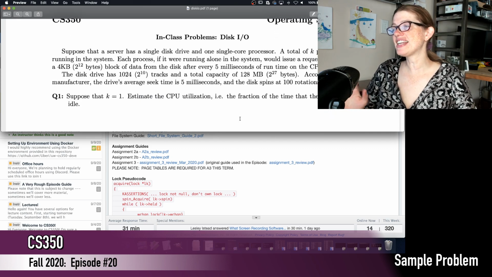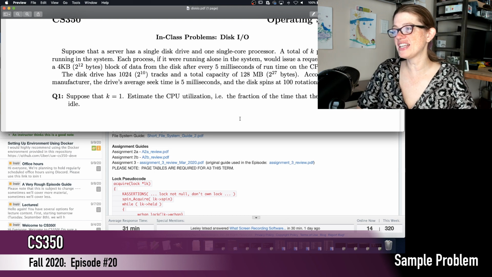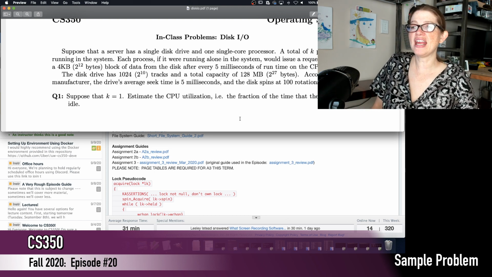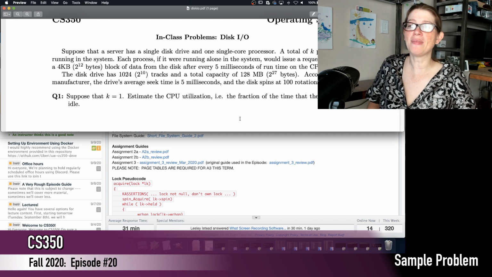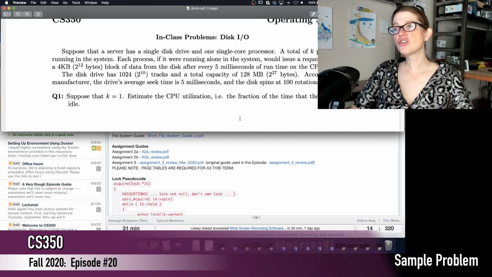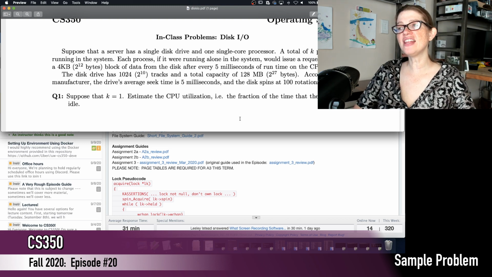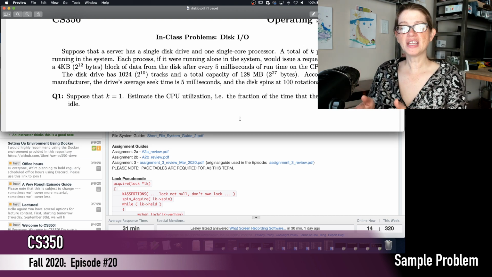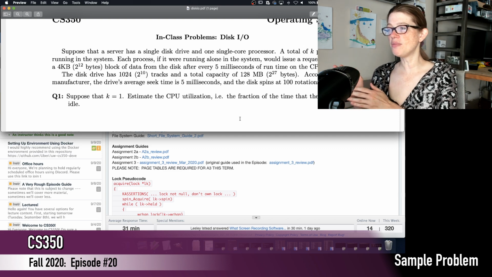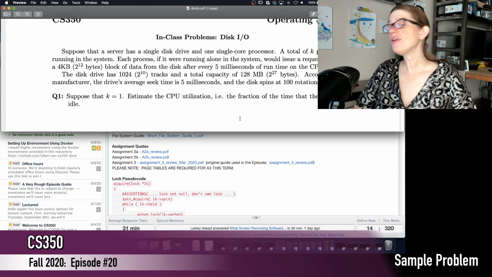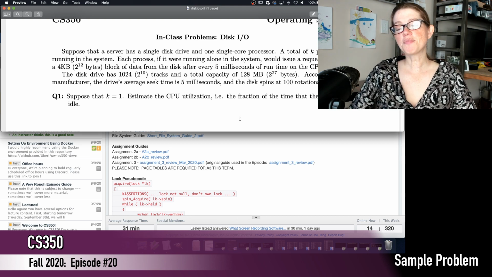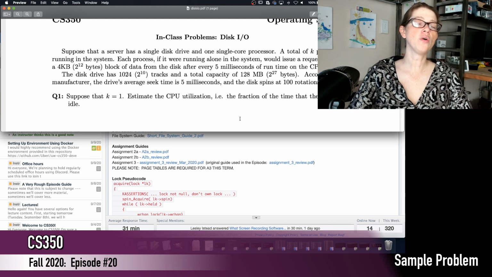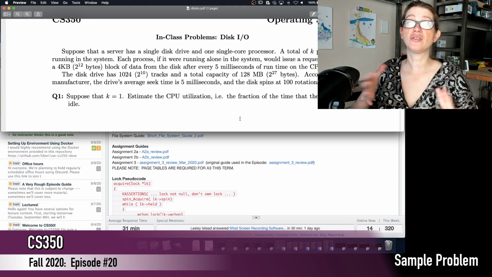So we have a server and it has access to a single disk drive and a single core processor. And there are K processes running in the system, and each process does the same thing. It's going to do 5 milliseconds of run, just regular computation, followed by requesting a 4 kilobyte block of data from the disk. And it's going to do that ad infinitum. So 5 milliseconds of compute, IO operation, 5 milliseconds of compute, read operation. Because we're doing a read operation, that process is going to have to wait in order to do its next compute cycle because it needs the results of reading from the disk.